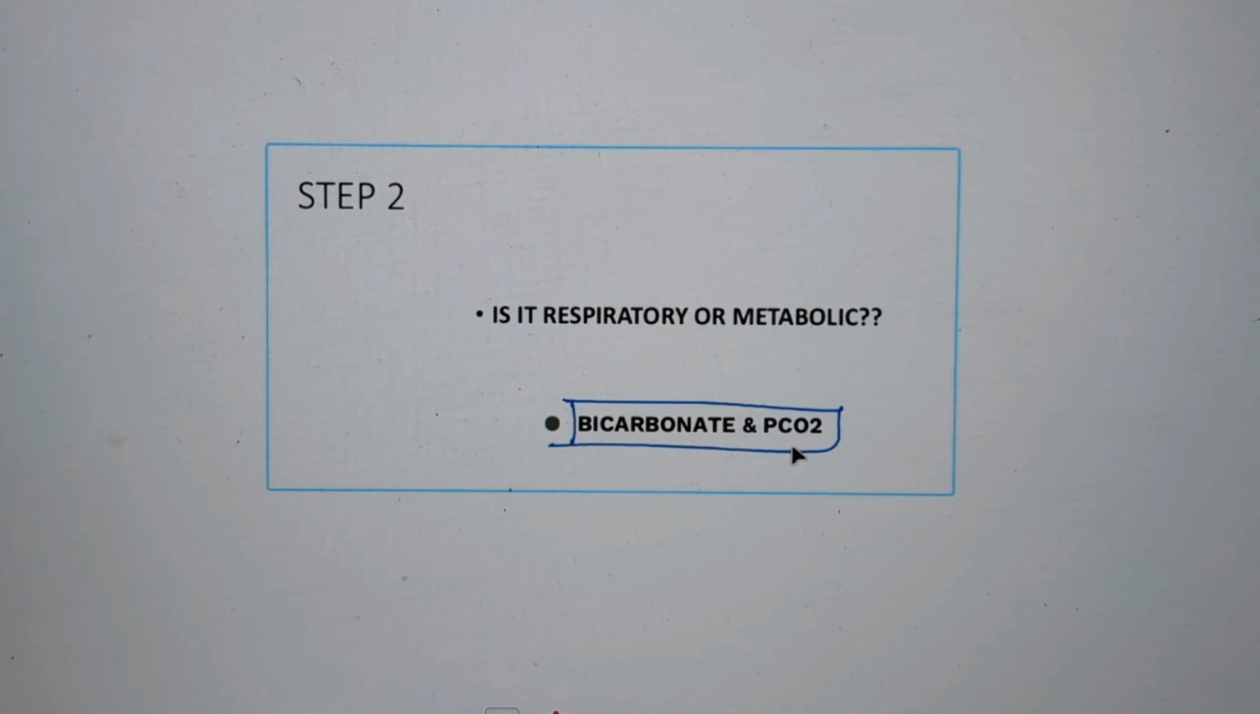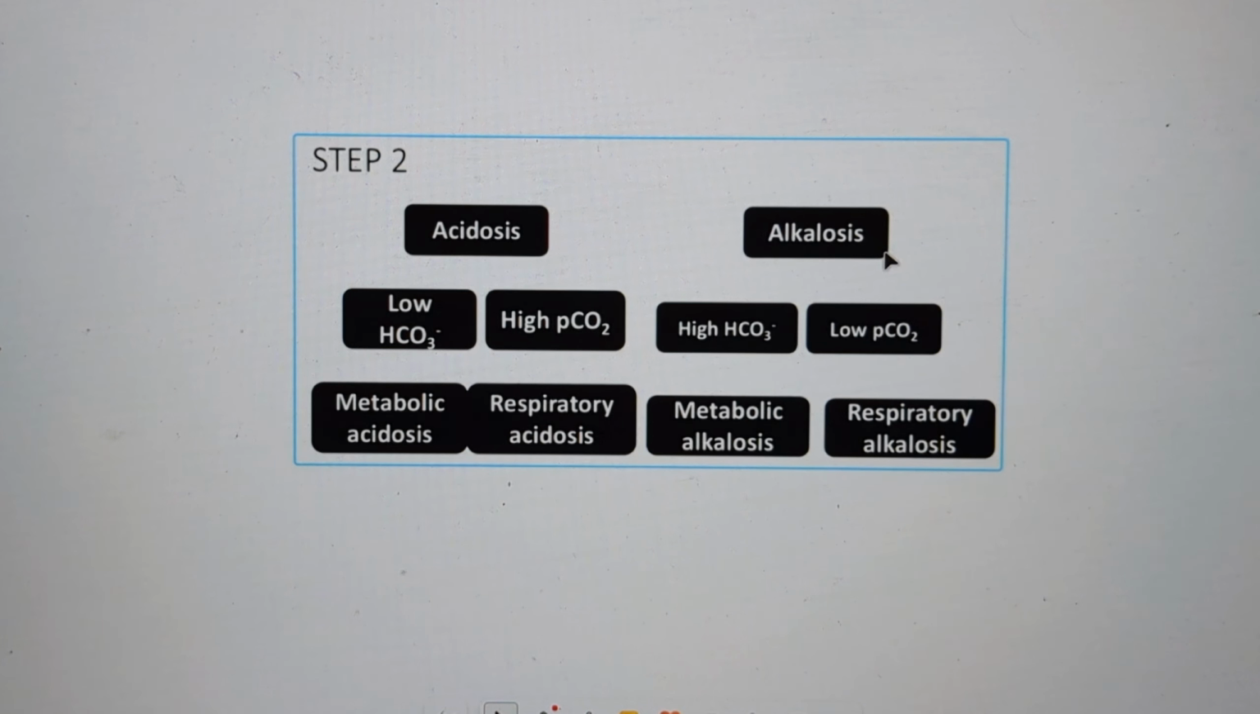In case of alkalosis, excess bicarbonate neutralizes acids, leading to alkalosis. So, high bicarbonate equals metabolic alkalosis. When carbon dioxide is washed out, for example in hyperventilation, the loss of this acid leads to alkalosis. So, low PCO₂ equals respiratory alkalosis.